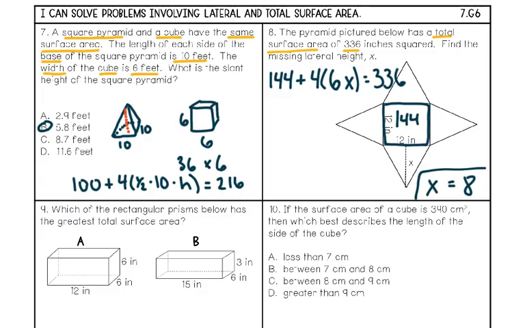In the context of the problem, I just found that the missing height of that triangle is 8. So you could check this by plugging that 8 back into the formula, find the area of these triangles, and then add those with that 144 base, and you should end up with 336. Again, that's just a strategy to check that you did all your work right.